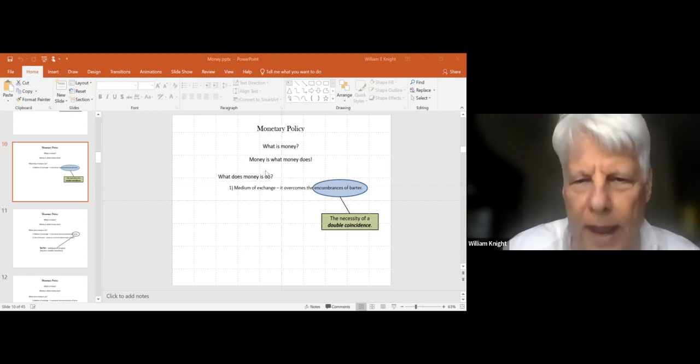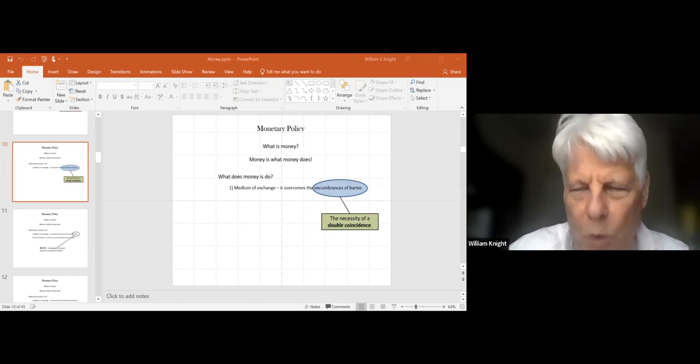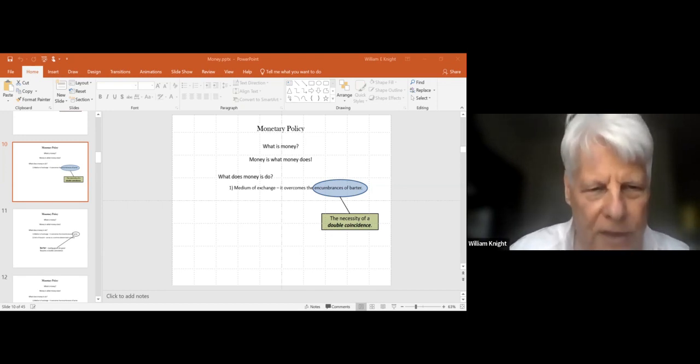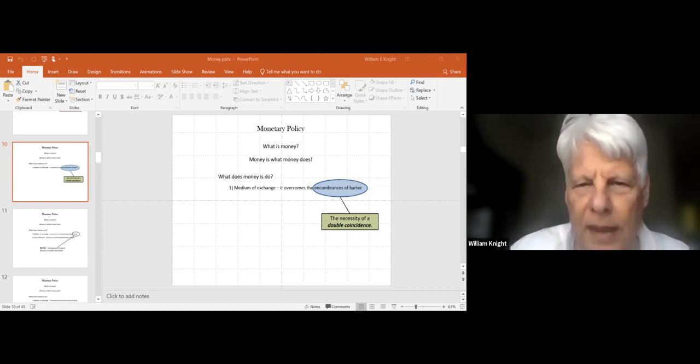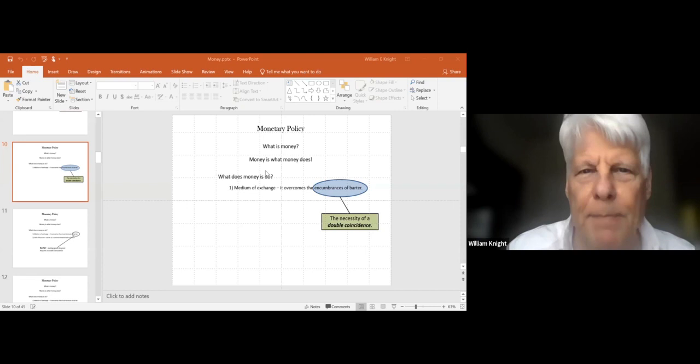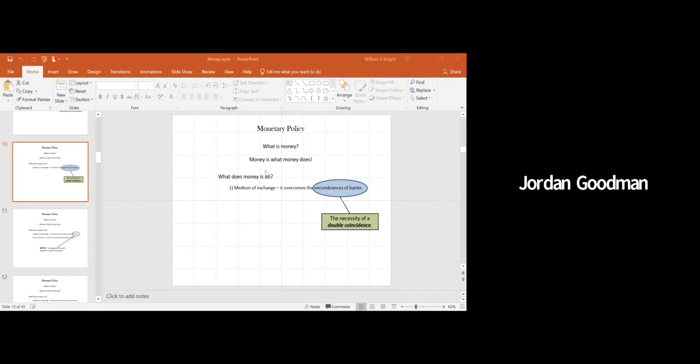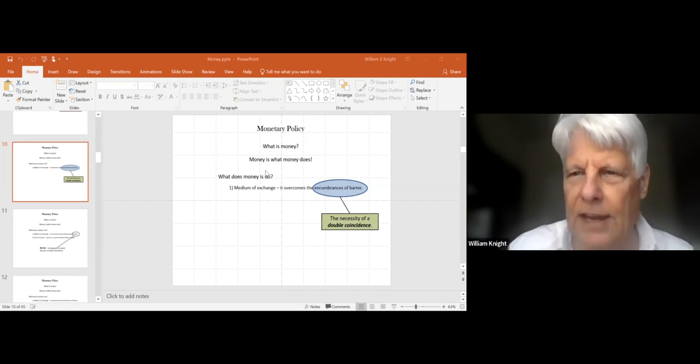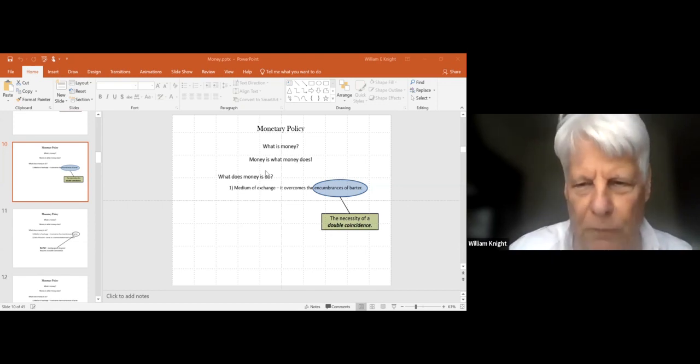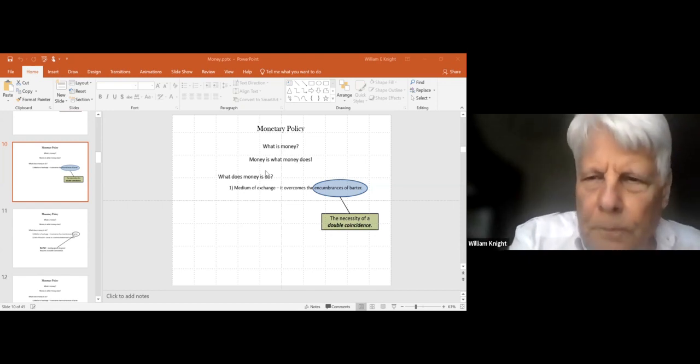The first question that we're going to ask is, what is money? That's the first thing we're asking. And what we find is that money is what money does. That means that anything that performs the functions of money is money. So let's consider, what are the functions of money? What does money do?